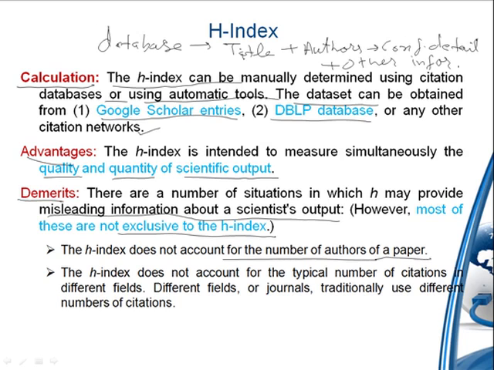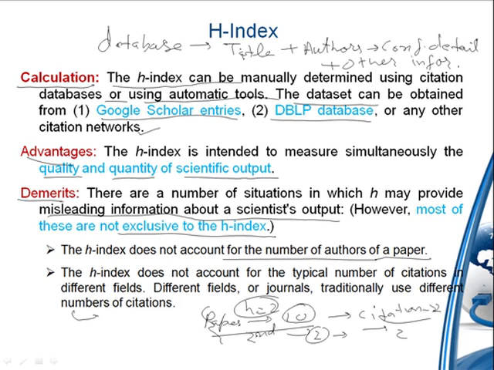For example, suppose you write a paper with a total of 10 authors, and this paper's citation is 2. Similarly, you write a second paper with only 2 authors having citation 2, then your H index will be 2. However, in the first case you have 10 authors, and in the second case you have 2 authors. So it does not consider these things.